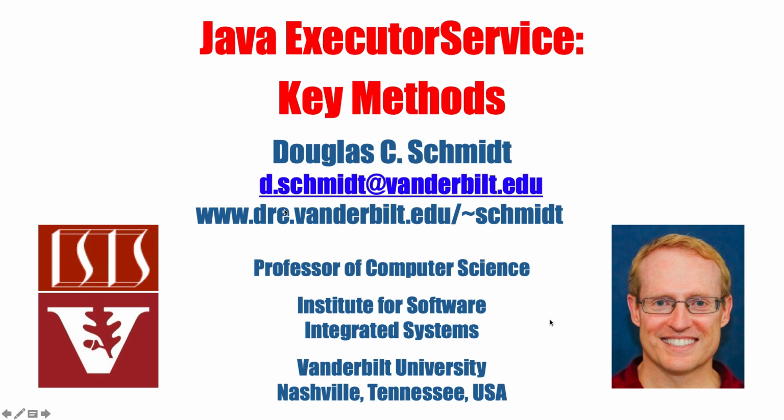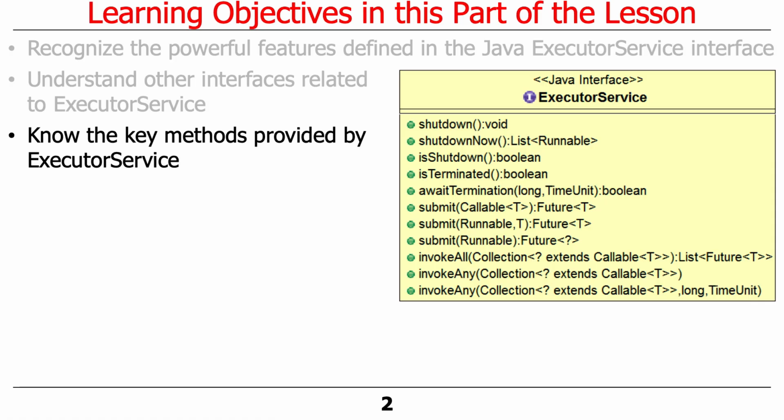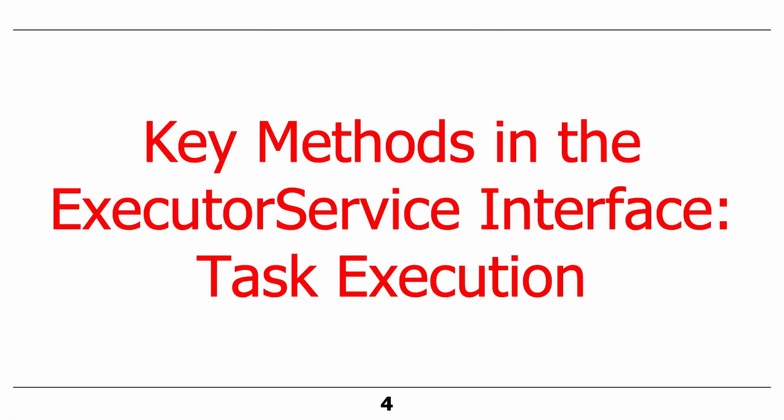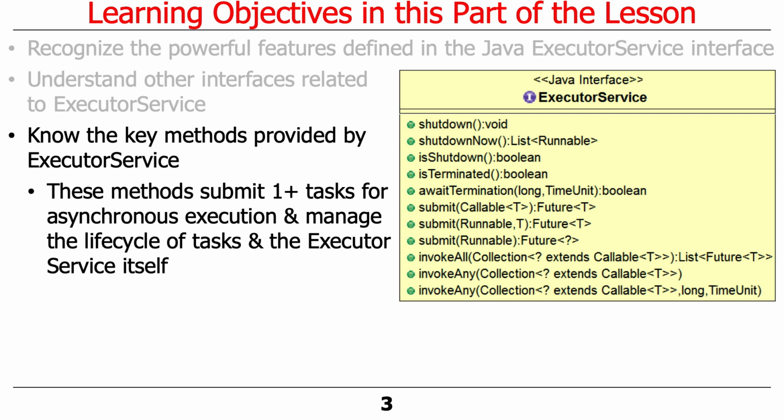Now that we've talked about the executor service in terms of the classes that it uses and other interfaces it's involved with, let's talk about its key methods. And this will give you enough information to be able to do the next programming assignment. The methods we're going to focus on here are the ones that are used to submit tasks for asynchronous execution. And we'll also talk briefly about how they can be used to manage the lifecycle of operations.